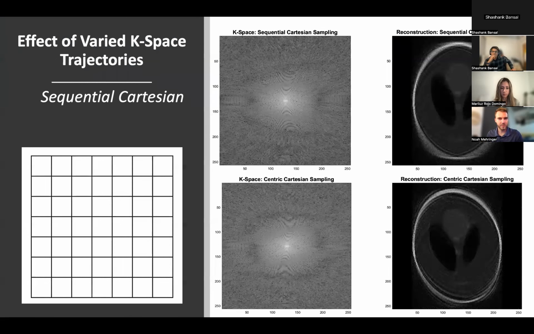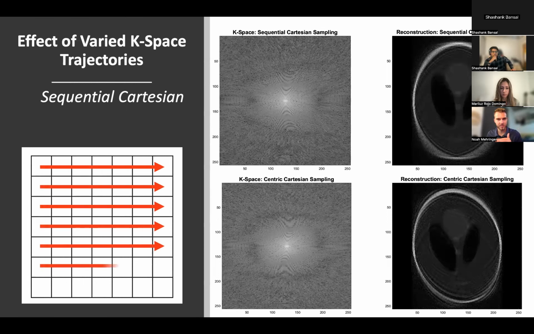So first we'll look at the different Cartesian sampling schemes. We have sequential Cartesian, which is when you start in the corner of K-space and take lines passing through the middle at the center of time. The results of that are shown in the top row here. And you can see that the reconstructed image is basically in line, orientation-wise, with the static image.